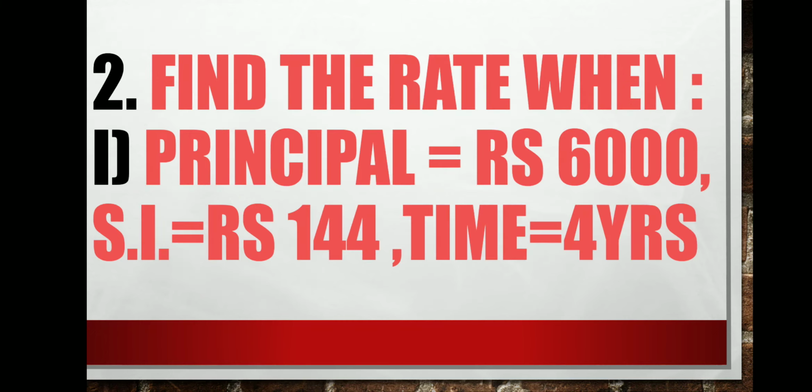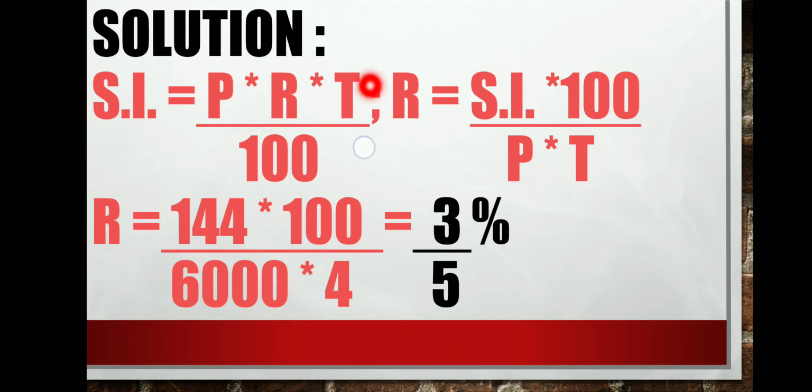Now question number 2. Find the rate when principal is 6000, SI is 144 and time is 4 years. Here what we are going to find out is the rate of interest. So we'll use the sub formula for rate. Let me show you. See, this is the main formula: SI is equal to P into R into T divided by 100. We have to find out R, the rate. So we'll take the sub formula: R equals SI into 100 divided by P into T, and we'll put the values 144 into 100 divided by 6000 into 4, that comes to 3 by 5%.